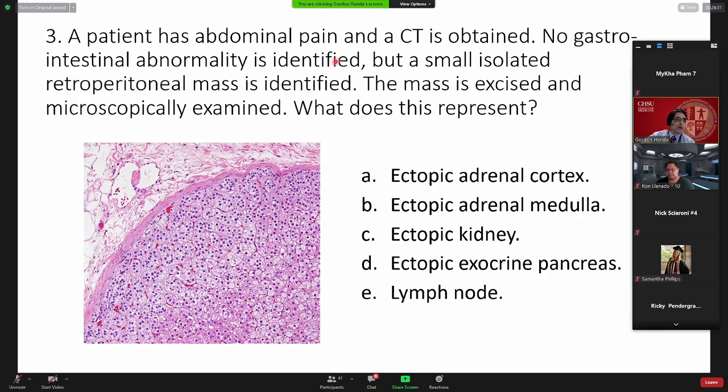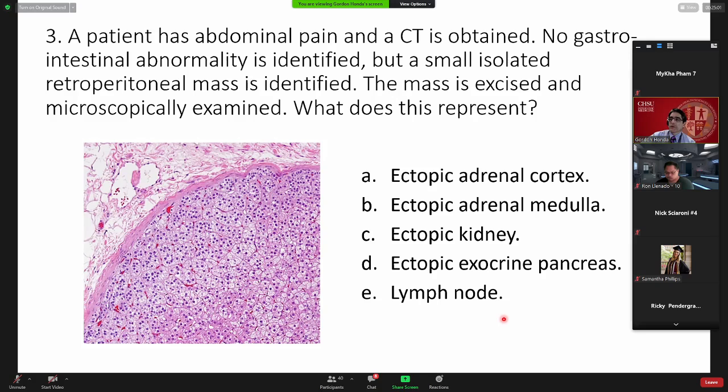Okay, so we've got something that was found in the retroperitoneum. It was just found incidentally, so apparently the patient didn't have symptoms dealing with this mass. We really don't say how big it is. We just say it's small. We say it's removed, and we have a microscopic image of it. So we're asking you to identify what do you think this looks most like. So let me ask this question of group 6.